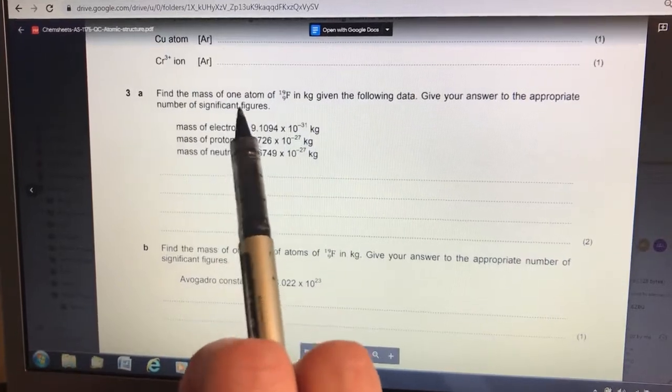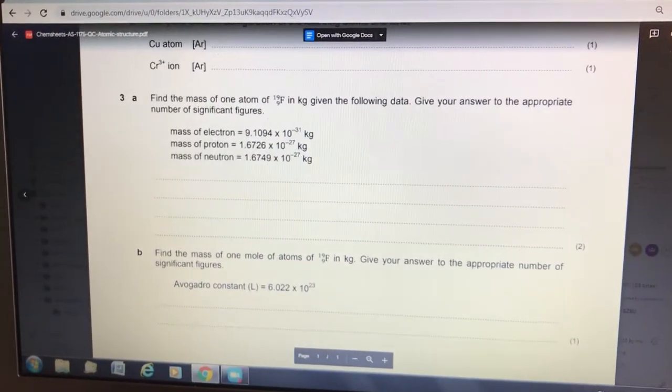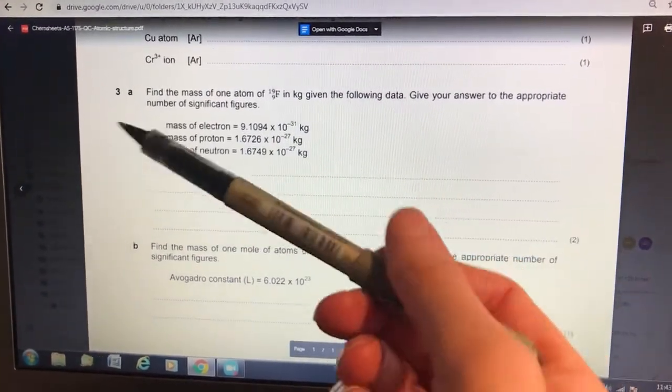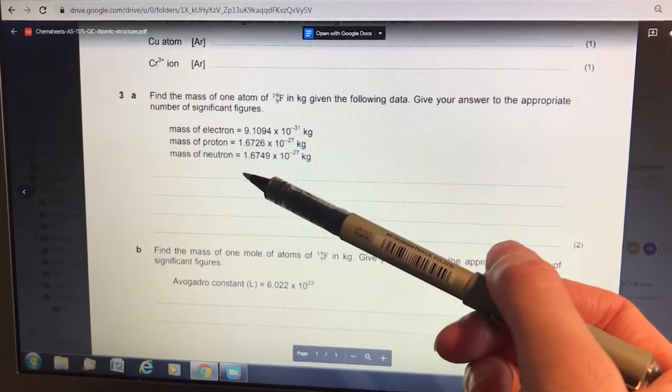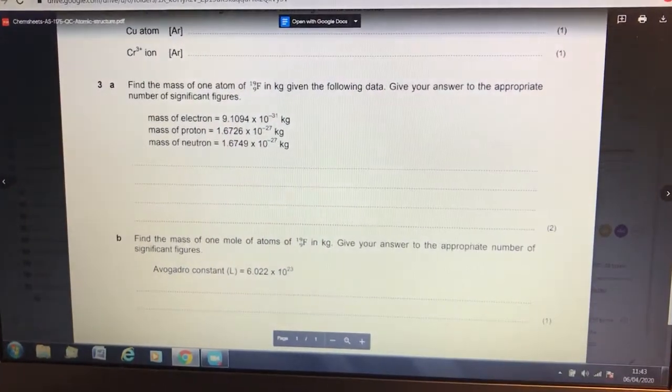Find the mass of one atom of fluorine in kilograms given the following data. Give your answer to the appropriate number of significant figures. And you're given the mass of the electron, the mass of the proton, and the mass of the neutron, all in kilograms, which is great because it's asking you for kilograms.